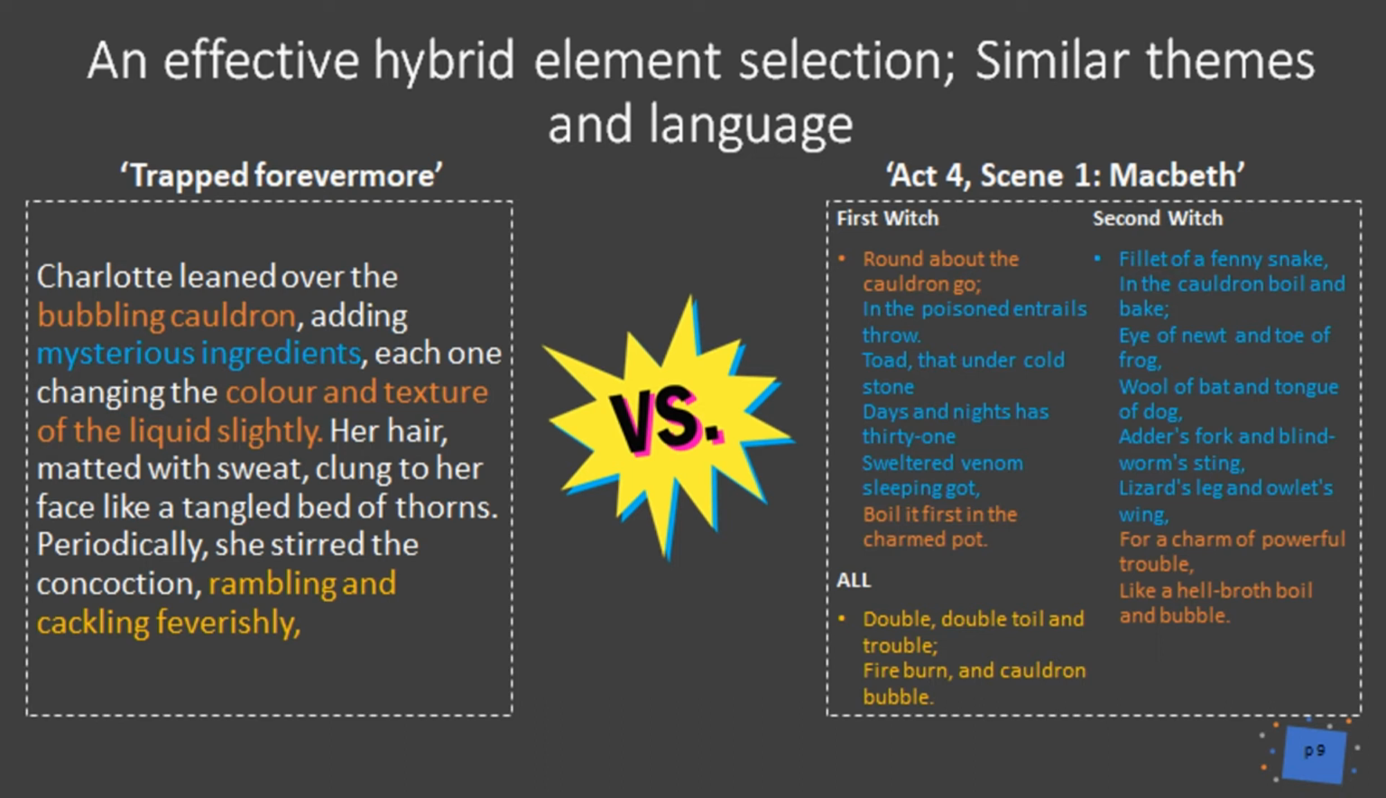We don't really need to understand the context of this scene in Macbeth to see that as a hybrid element choice, it draws a clear link between the use of similar language and ideas about making a potion in a cauldron.